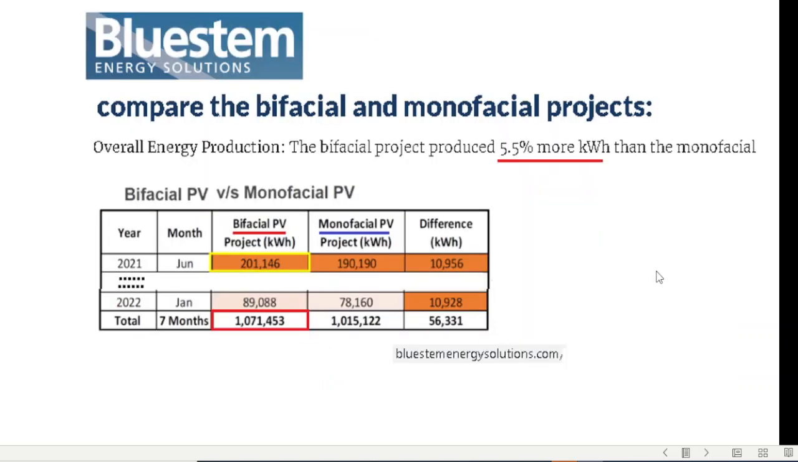Now, a Blue Stream Energy Solution Company has carried out a research, and their research shows that the overall production of the bifacial solar cells are about 5.5% more, and this is considered to be the future. So for like 7 months, they have found out that the production is, let's say, 1 million 0.71, whereas the monofacial is 1.015. That means the difference between the two is 56,000. So the bifacial has 56,000 more production.